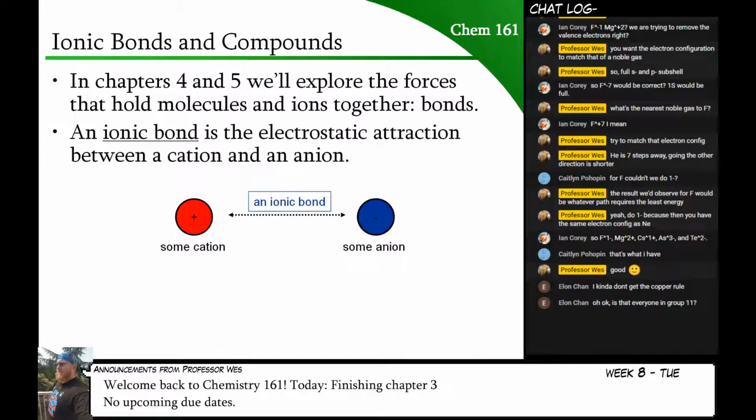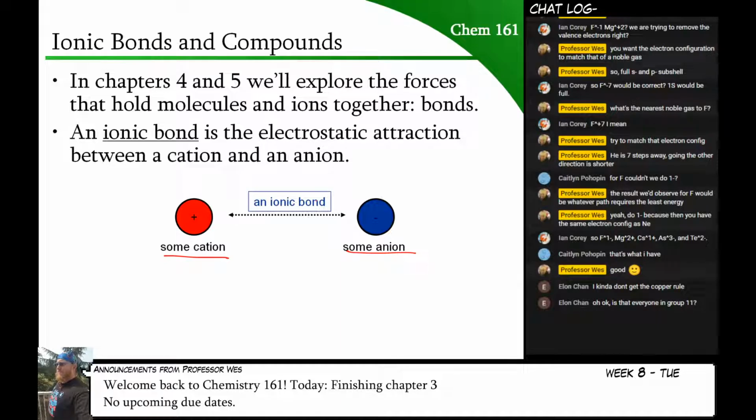This section is just talking about different types of bonds. We're going to explore bonding in Chapter 4 and 5. Chapter 5 is more just like advanced bonding rather than a new thing. We're going to do all of this in Chapter 4. The first type of bond that we're going to look at is the Ionic Bond. The Ionic Bond forms when you create a cation in some way and you create an anion in some way, and then those two attract to each other.